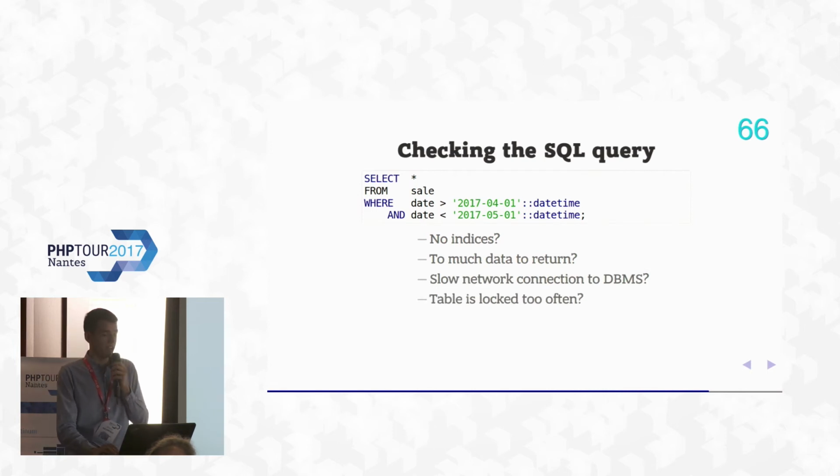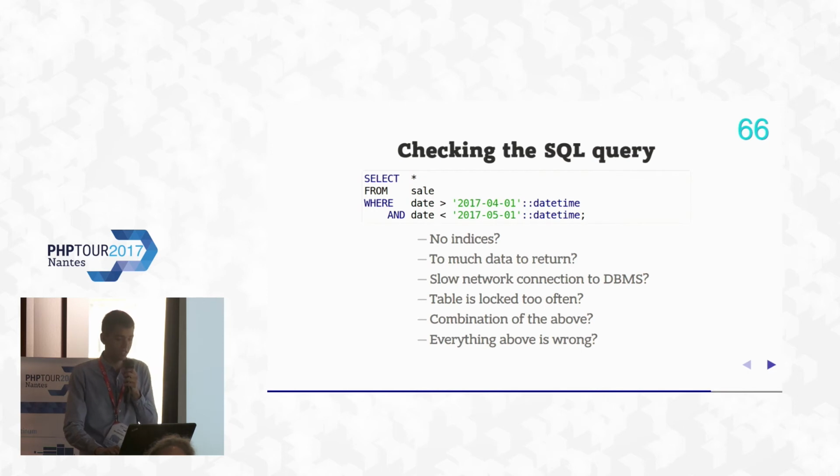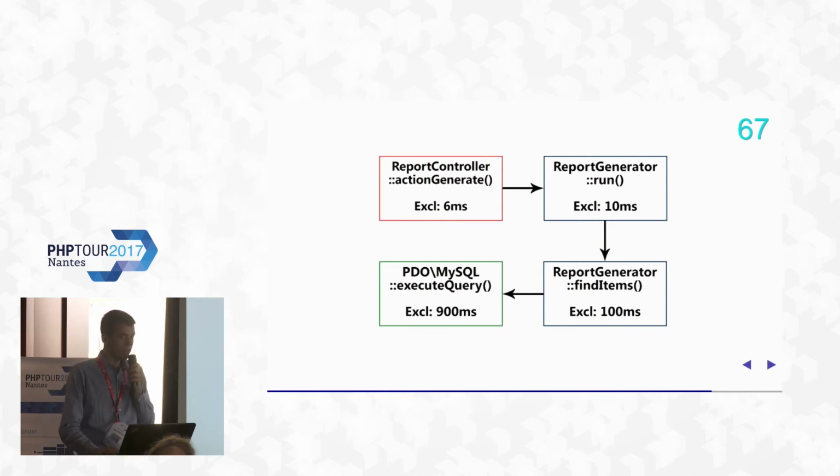Or even the table is locked too often, so you send the query, the table is locked, you wait, the table is unlocked, you get data. So it's a moment when this query may work fast and may not. Maybe a combination of the above. Or maybe everything about it is wrong. How to know is just to test it, try one thing, try another, investigate. That's the only way. But let's look at this graph once more. Do you think we are missing something on it?